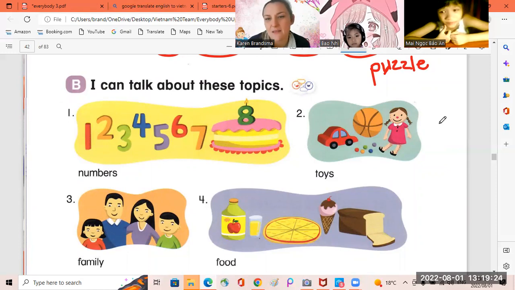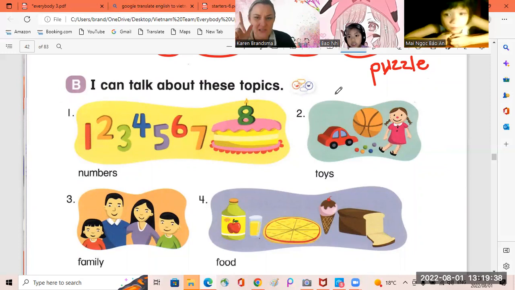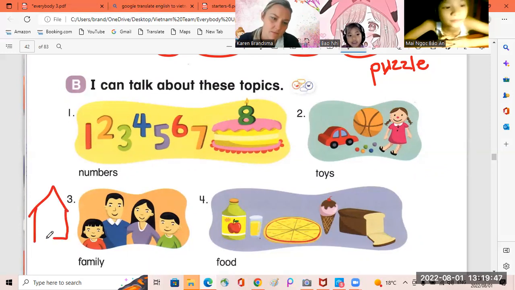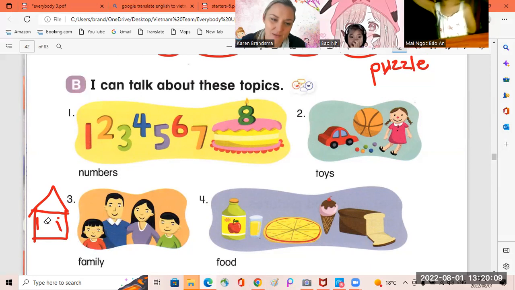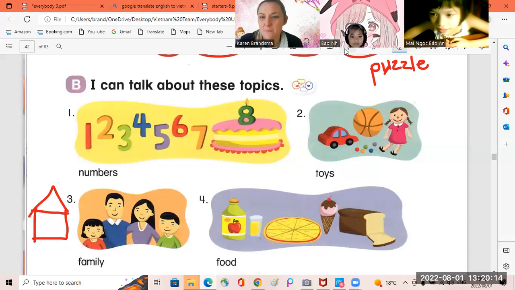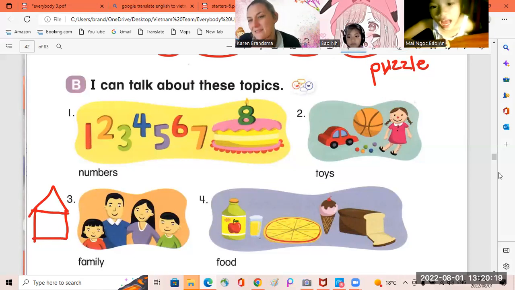And Ni, who lives in your house? Who in your family lives in your house? I like mother. Okay. In your house, do you have a brother, sister, mother, father, grandma? Who lives in your house? Mother, brother, father. Okay, good. And Anne, who lives in your house? Mother, father, grandfather, and brother. Okay, very good. And you? Yes, and Anne, okay.